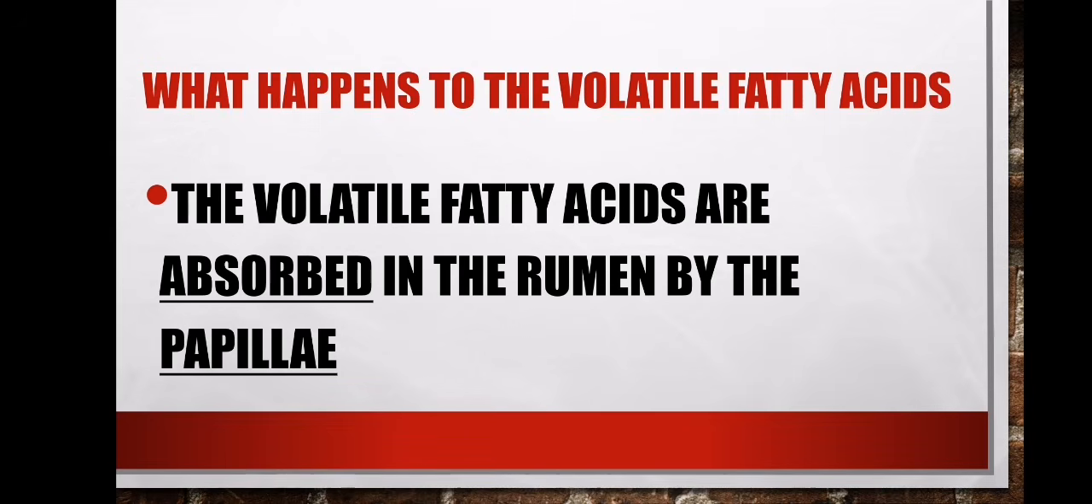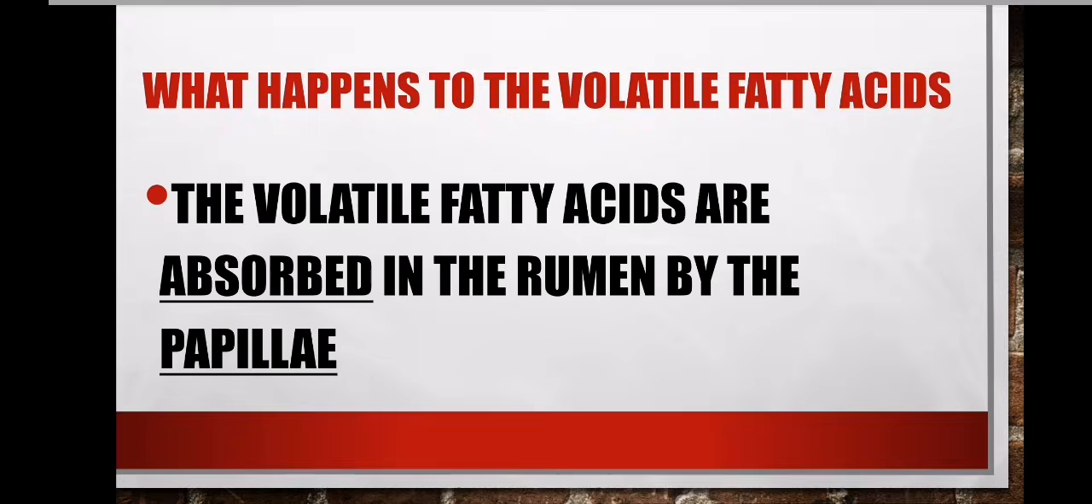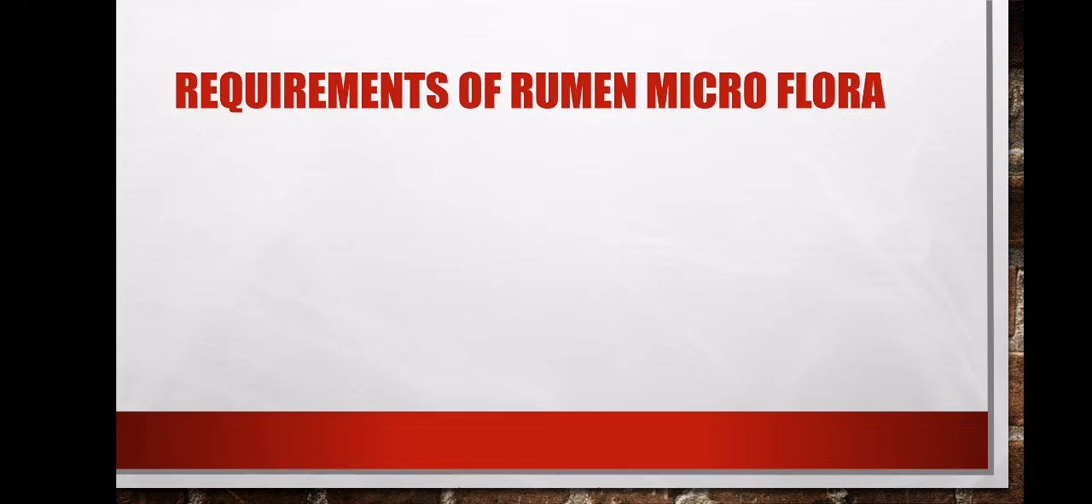We are saying the volatile fatty acids are absorbed in the rumen by what? By the papillae. They are absorbed in the rumen by what? By the papillae. That's what you can understand here. They can ask you what takes place in the rumen. You will say absorption of the gases. Okay, fine, good people. Let's close it by looking at this one.